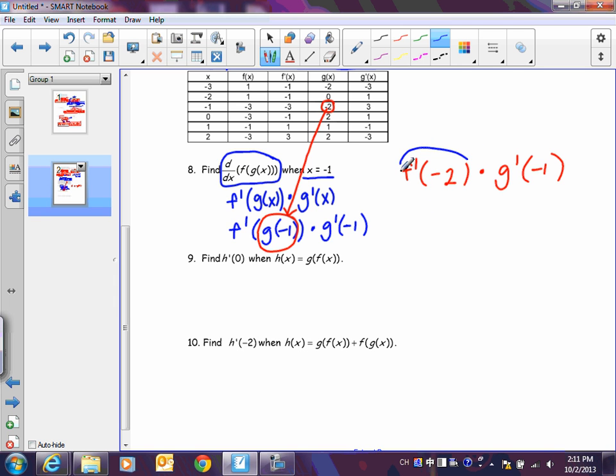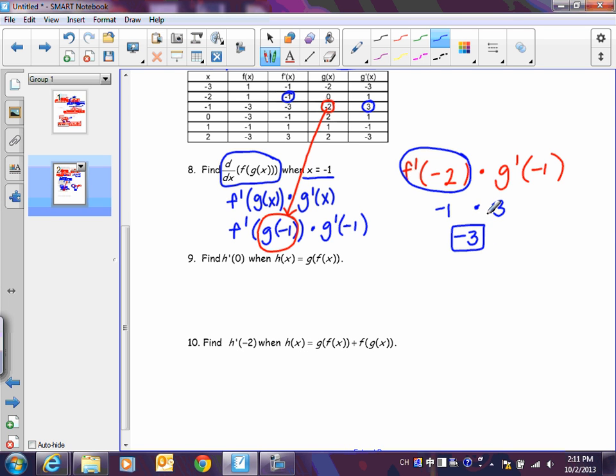Okay, so now we got to look up on the table. Well, what's f prime of -2? So don't look in the f column. Look in the f prime column. -1 right there. Times. And so now we look at g prime of -1. That's right here. -1 times 3. My answer is -3. And that's how you do these.